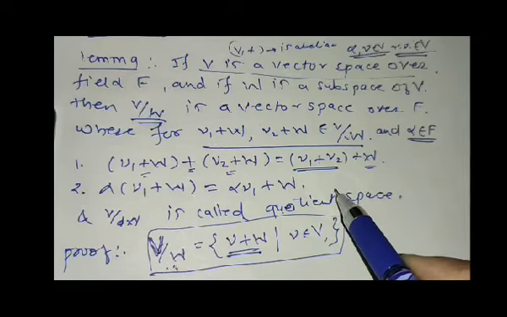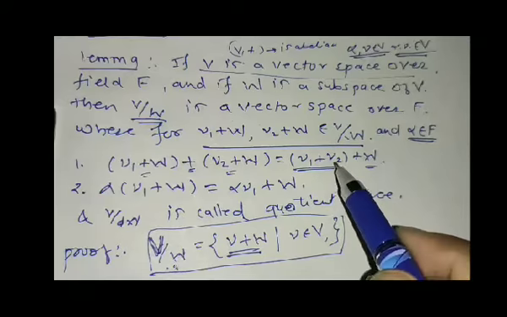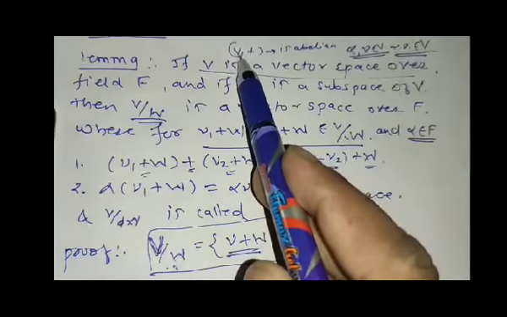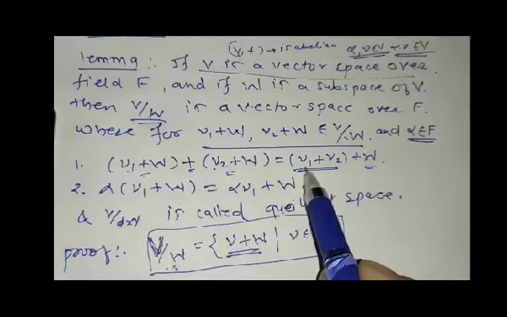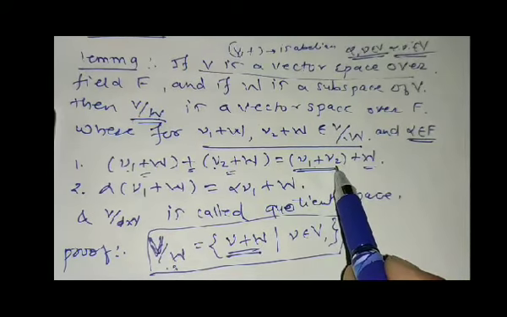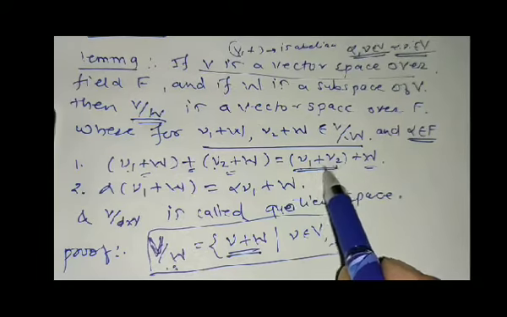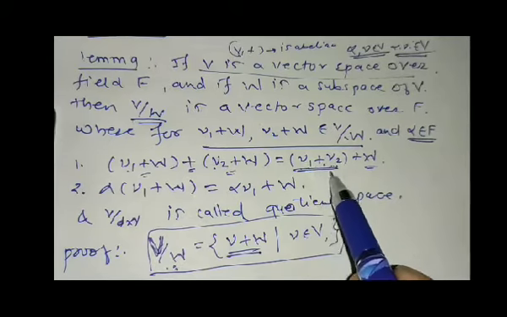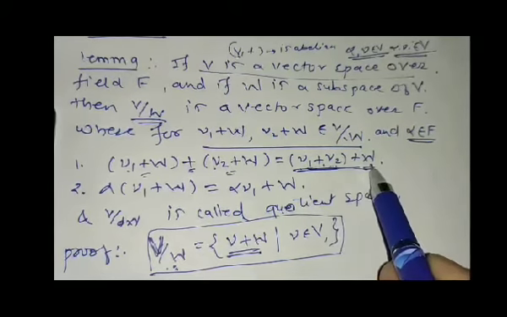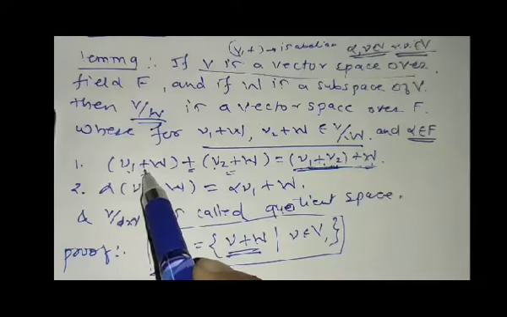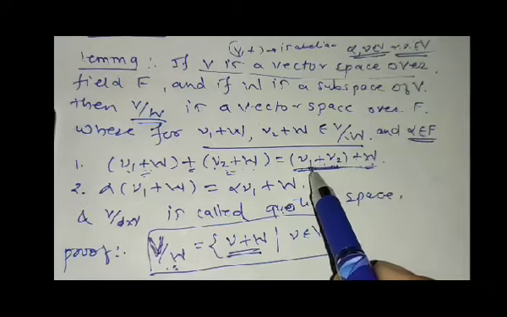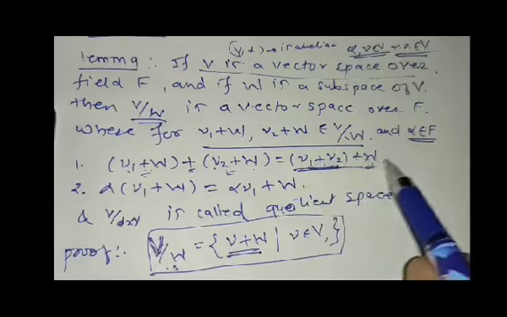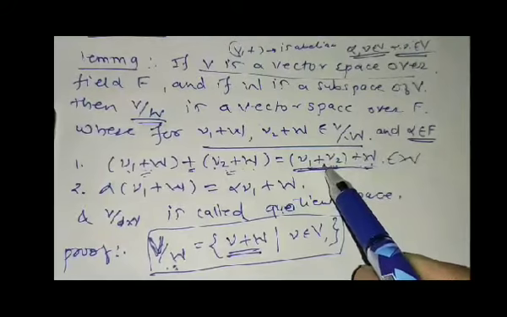Because V is a vector space, for any v1 and v2 belonging to V, v1 + v2 belongs to V, obviously, because V with plus is abelian. So this element must belong to V, so again this element must belong to V by W. So for v1 + W and v2 + W, we can take the addition of them as (v1 + v2) + W, and this element belongs to V by W because v1 + v2 belongs to V.